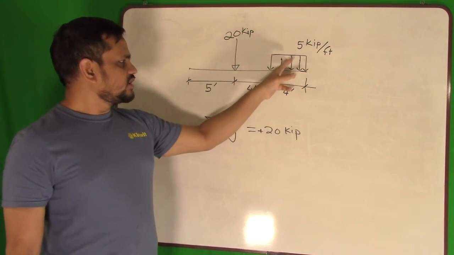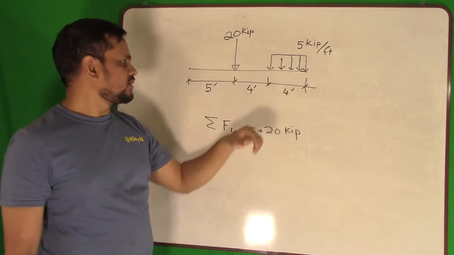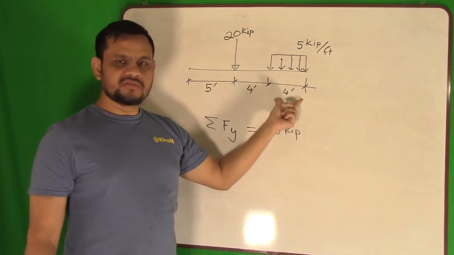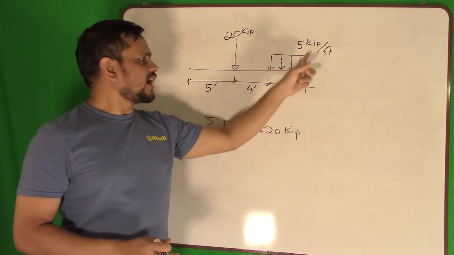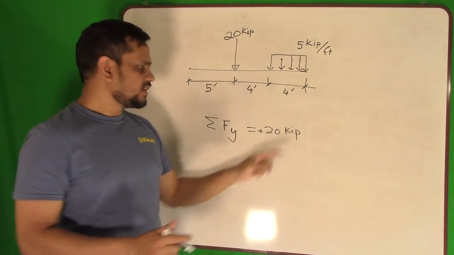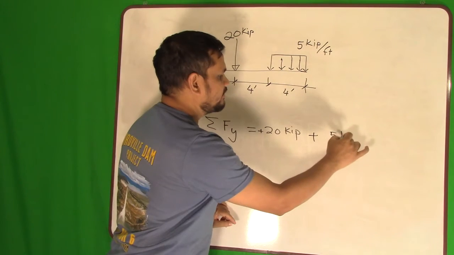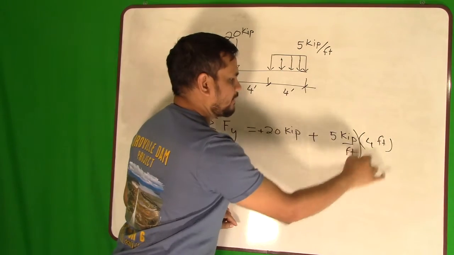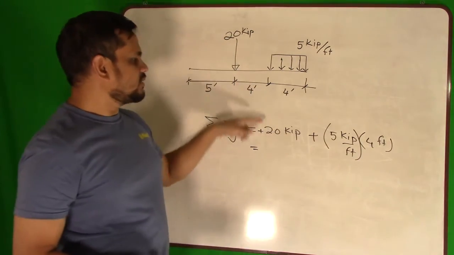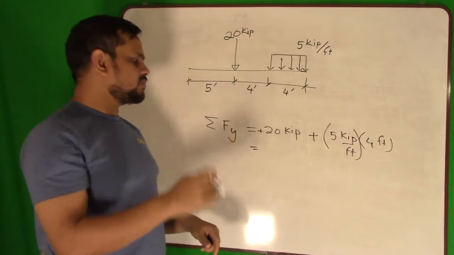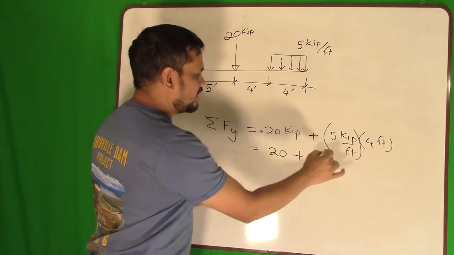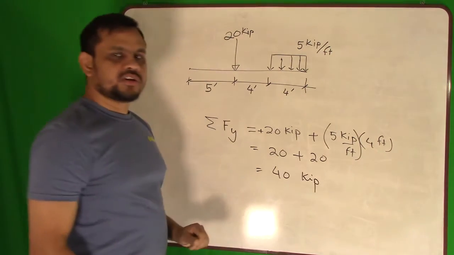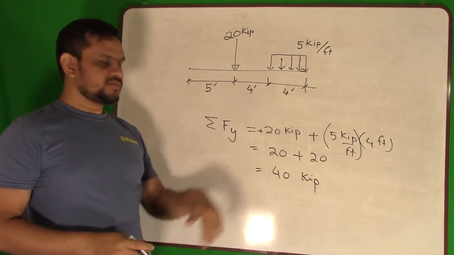Okay, 20. This force is again vertically downward. So what is the value of this force? 5 kip per feet, and I have 4 feet. Simply, every foot I have 5 kip, and I have 4 feet. That is my force. Both are positive because I assume downward positive. So here I got 20, here I got 20, total force is 40 kip. So that is my resultant force, 40 kips downward.